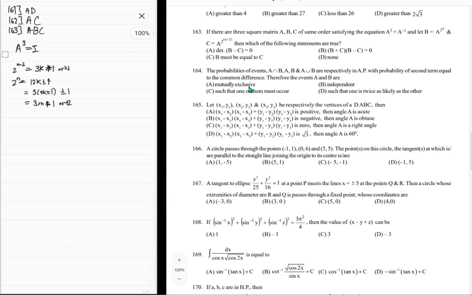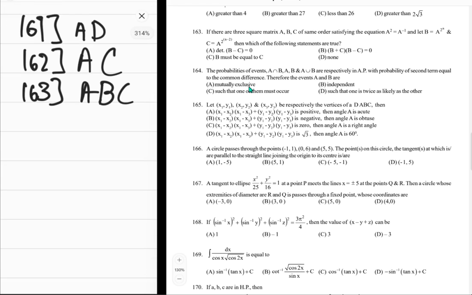Next, 164. The probabilities of events A intersection B, A, B, and so on, are in AP with the probability of second term equal to the common difference. Therefore, second term is equal to common difference. इसमें 4 टर्म्स है, राइट. A इंटरसेक्शन B, A, तो वो तो कॉमन डिफरेंस ही हो जाएगा.